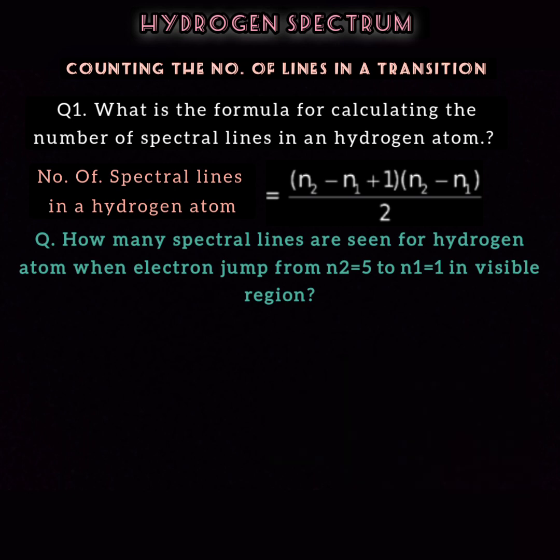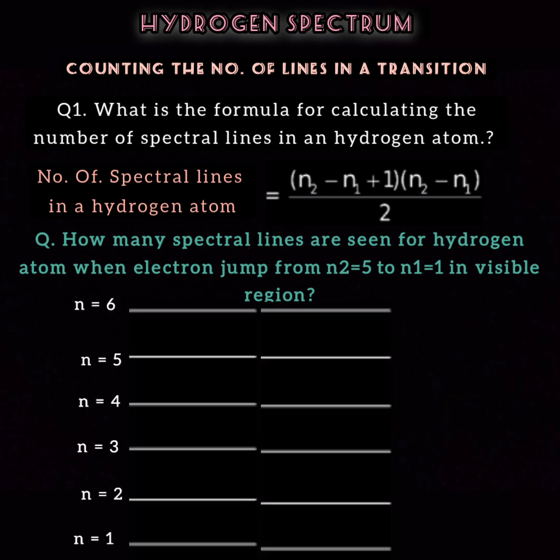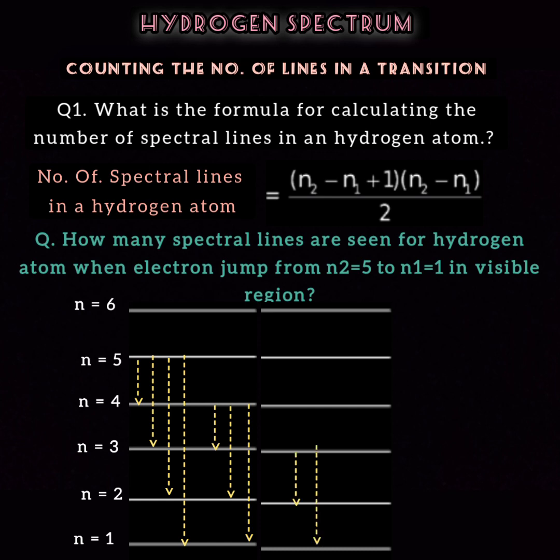In visible region, when electron jumps from n2 equal to 5 to n1 equal to 1, then according to the formula, possible lines equal to (5 minus 1 plus 1) into (5 minus 1) divided by 2 equal to 10. So the possibilities are 5 to 4, 5 to 3, 5 to 2, 5 to 1, 4 to 3, 4 to 2, 4 to 1, 3 to 2, 3 to 1, 2 to 1.